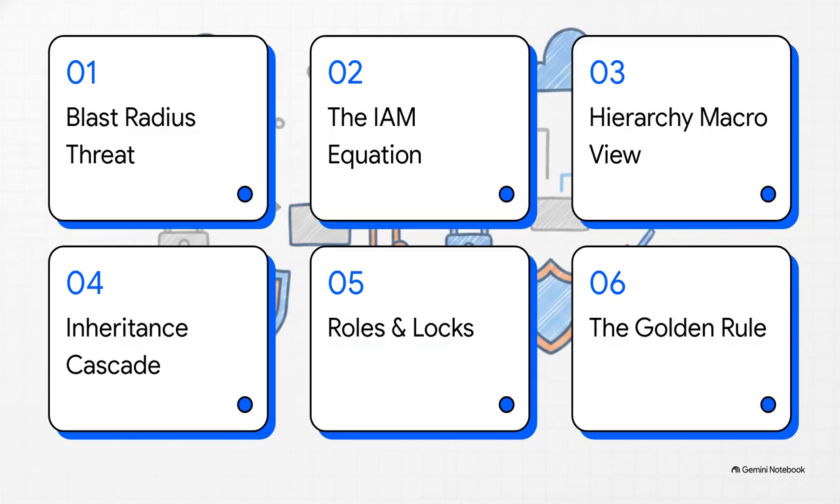Okay, let's dive into this top-down architectural tour. First, the blast radius threat. Second, the IAM equation. Third, the macro view of hierarchy. Fourth, the cascade of inheritance. Fifth, role types. And finally, the golden rule.